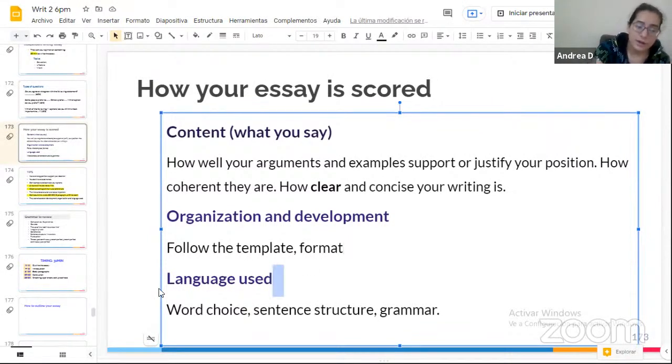And finally, the hardest one to achieve would be language use, which refers to basically, I would say grammar, most of it, vocabulary and word choice.